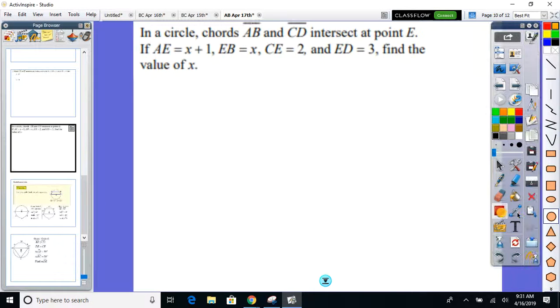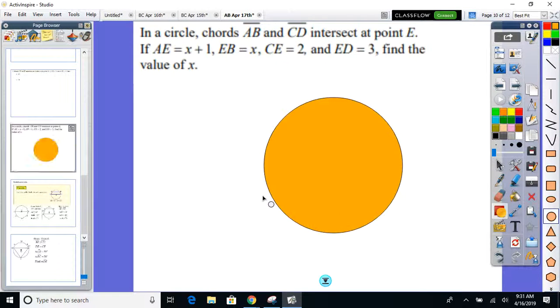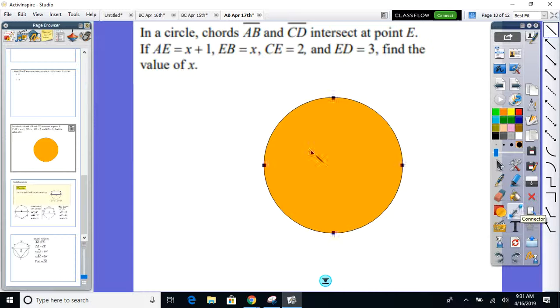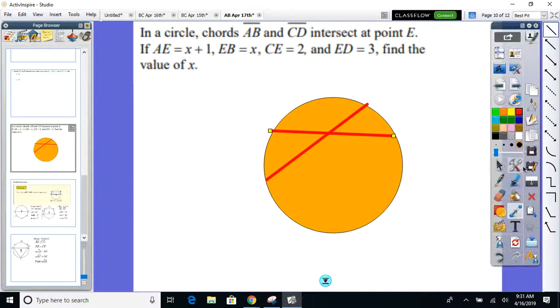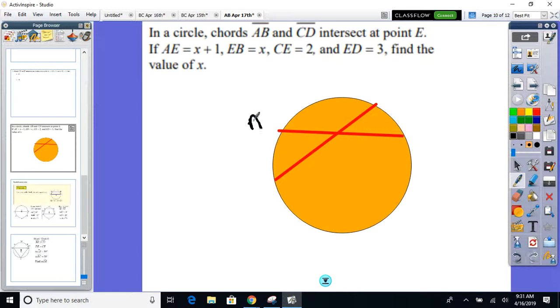All right, so we drew a circle. Let me get my diagram down here. I got two chords, AB and CD, that intersect at E. AE is x plus 1. EB is x. CE is 2. And ED is 3. Let's rock and roll here.